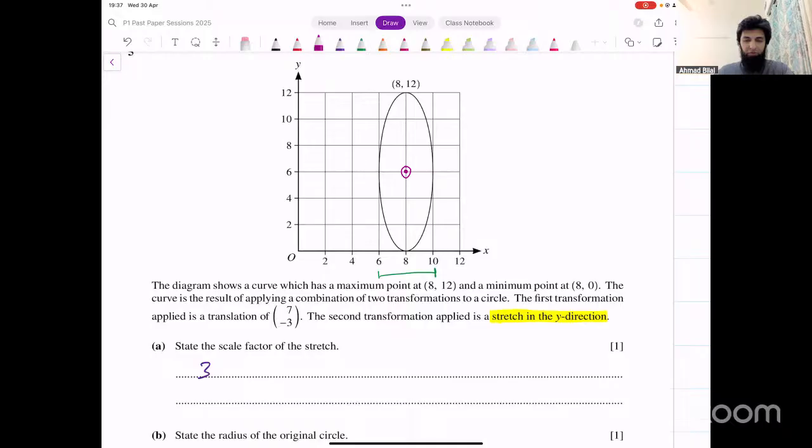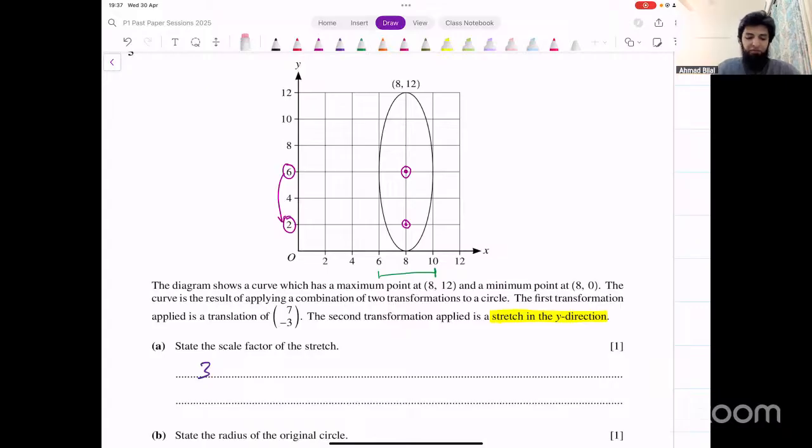Now, what about before the stretch? The stretch had a scale factor of 3. If we want to reverse that stretch, we want to get back to the original figure. When we do a stretch, we multiply by the scale factor. Now we have to do the opposite of that. We have to go back to the original figure. So we divide by 3 now. Whatever is the y coordinate is 6. Divide the y coordinate 6 by 3. What does that give you? That takes this point to 2. This is what the center would be after the translation, but before the stretch.